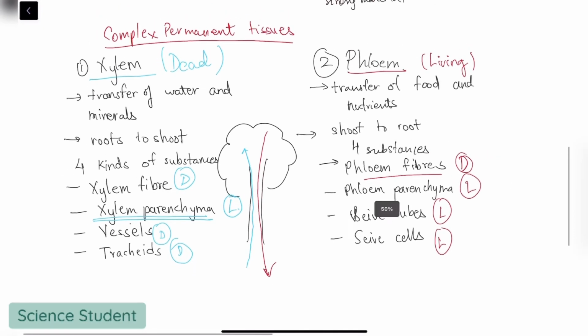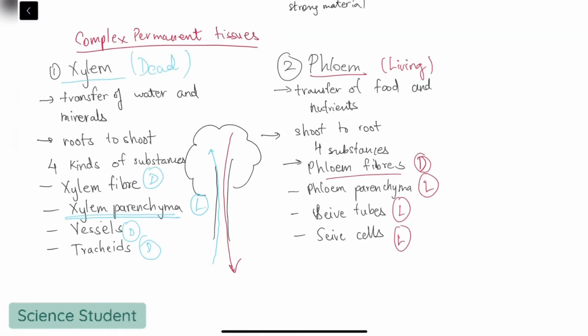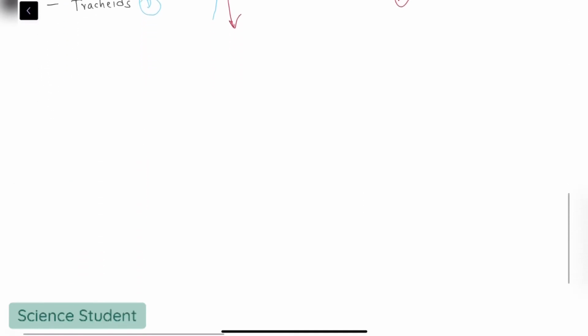Okay, so xylem, transfer of water and minerals. Phloem, transfer of food and nutrients. Roots to shoot, shoot to root. Xylem fiber, phloem fiber. Xylem parenchyma, phloem parenchyma. Vessels, tracheids, sieve tube, sieve cells. Simple. Now we are gonna jump directly to animal tissue.